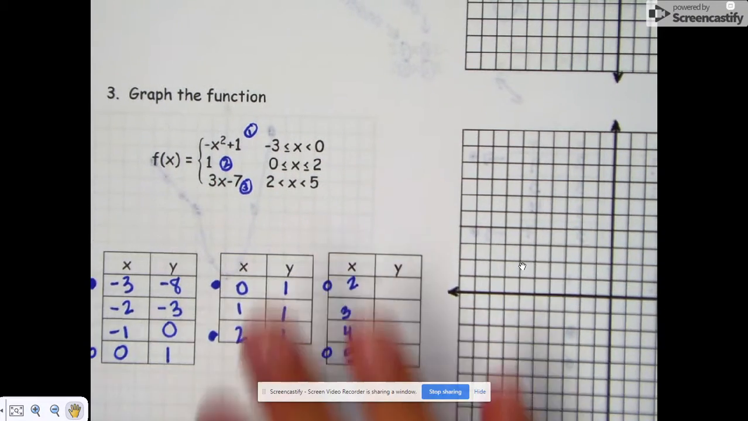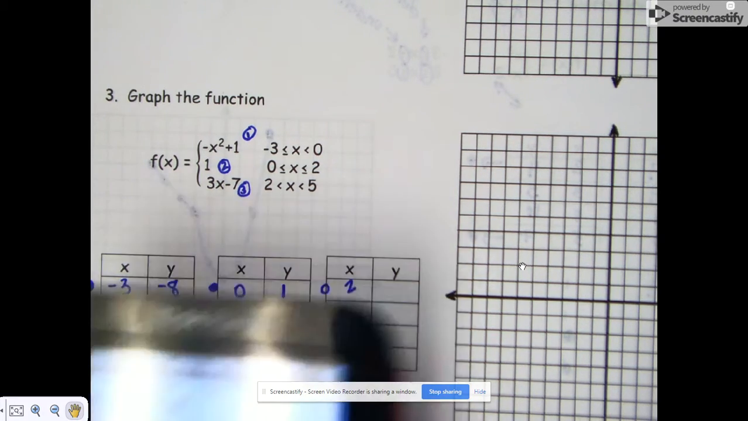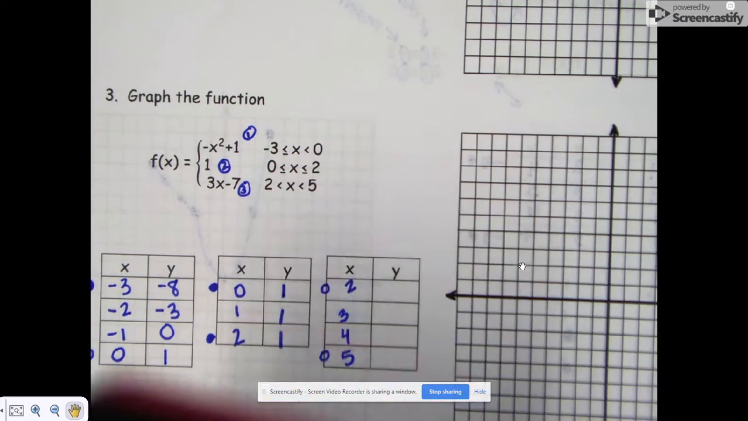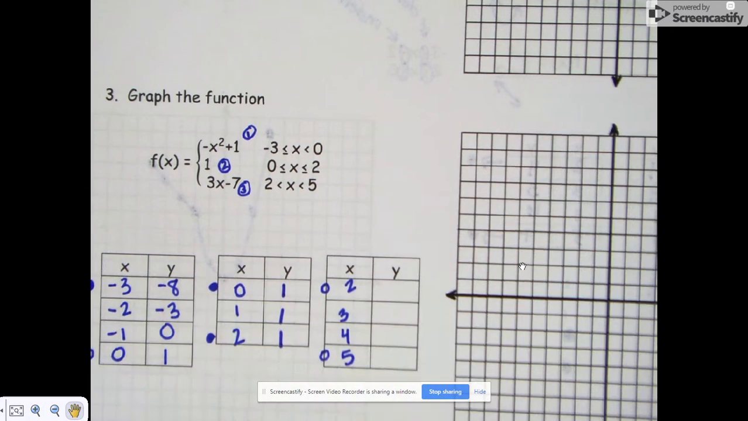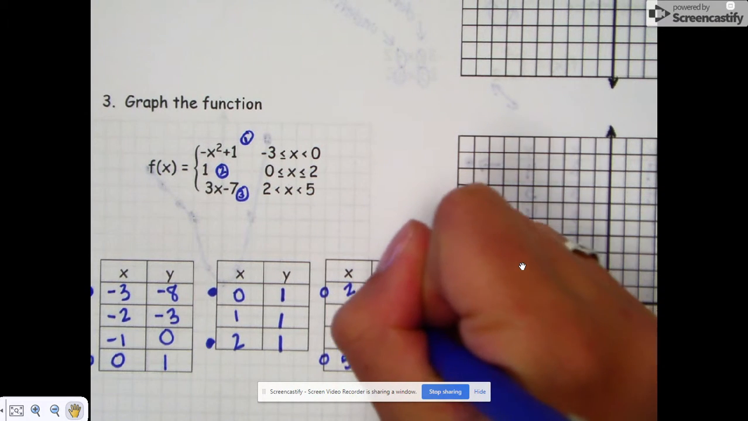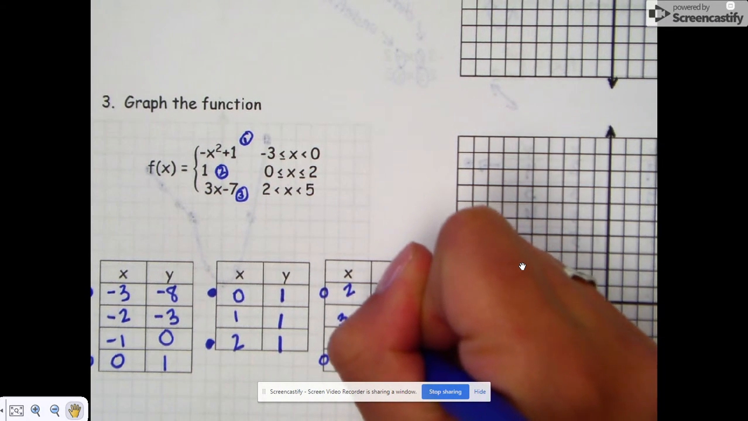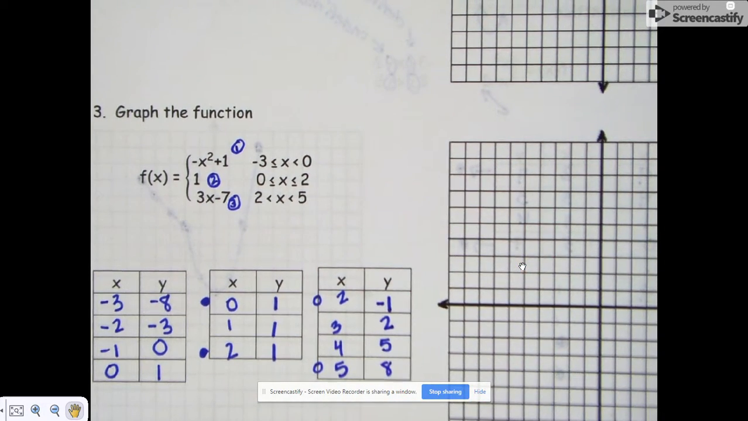All right, the third function, if you notice, that's going to be a line because it's in the form of y equals mx plus b. So if I type that in my calculator, I'm going to look at my table. But now I'm only going to look at the table from 2 to 5. So at 2, it's -1. At 3, it's 2. At 4, it's 5. And at 5, it's 8. Okay, now I'm ready to plot.